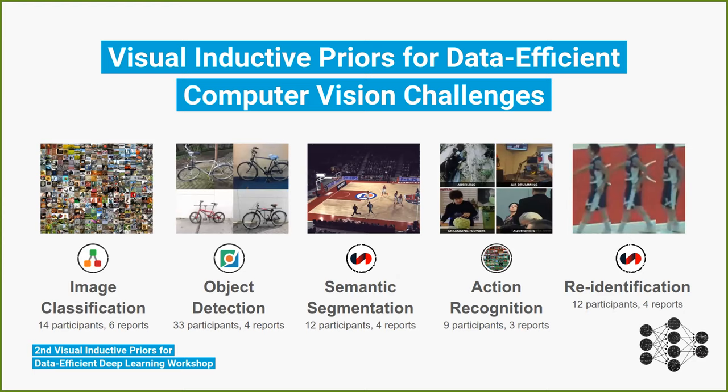Namely, we had the image classification, where people had to train a classifier on a subset of ImageNet. We had the object detection challenge, where we used the Delft Bikes dataset. Then we had the instance segmentation, not semantic segmentation, challenge, where we had a beautiful dataset from Synergy Sports. Then there was action recognition, where we again used a subset of the Kinetics 400 dataset, and the re-identification challenge, where we again had a dataset from Synergy Sports.